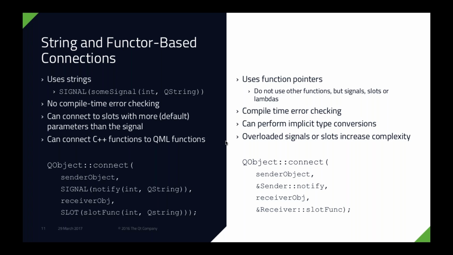It's useful because you don't need to really worry so much about the parameters and the signals. So if you've got an overridden class, it's easier to connect that way. But it's actually slower as well for execution, because it uses a string lookup inside the C++ class.